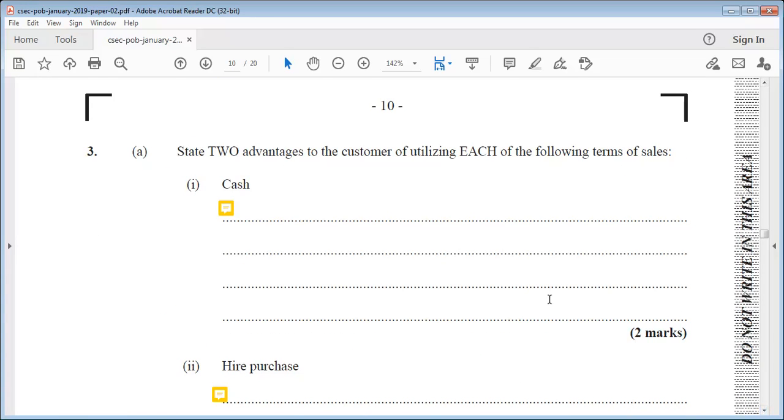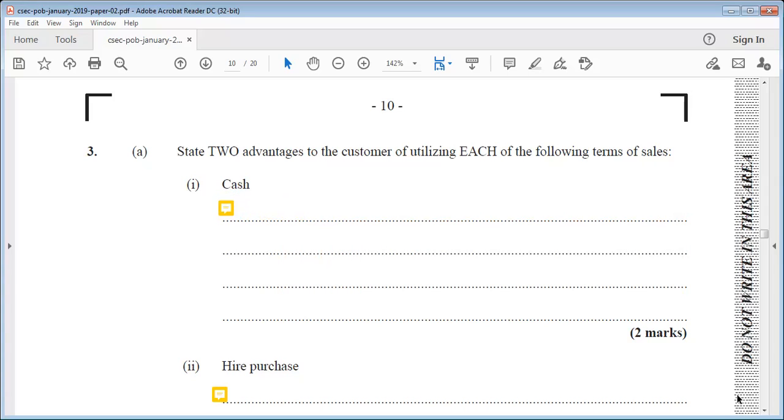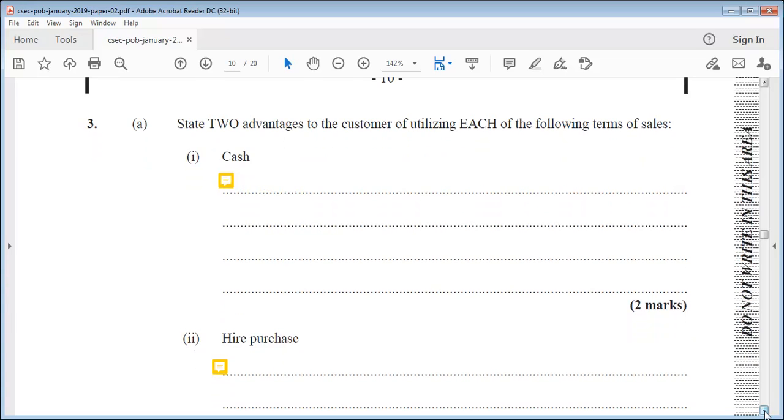It says, state two advantages to the customer of utilizing each of the following terms of sale: cash. So what is the advantage of using cash? One, cash is fast, convenient, and universally acceptable for payments of goods and services. Two, there are no additional charges of interest after you have made your purchase. So those are two advantages of cash, and you will be awarded 2 marks for that.